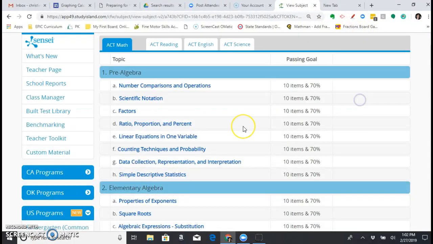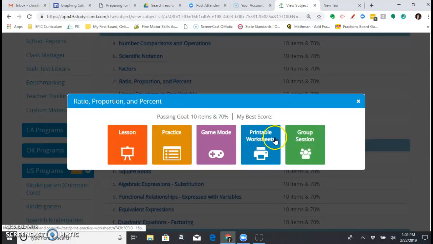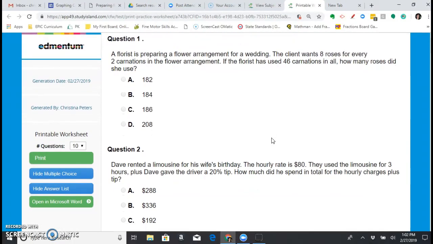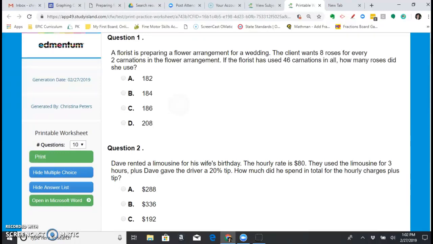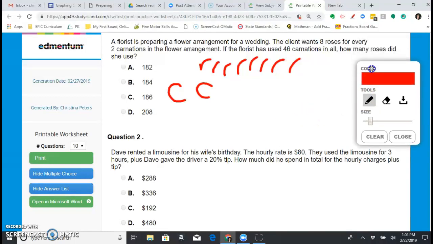Okay, that means we have gone through 3 math standards right now. We're going to go through a 4th in this video, and then I'll have you tell me how it went. A florist is preparing a flower arrangement for a wedding. The client wants 8 roses for every 2 carnations. So every time you see 2 carnations, you're going to see 8 roses. If the florist has 46 carnations in all, how many roses did she use?